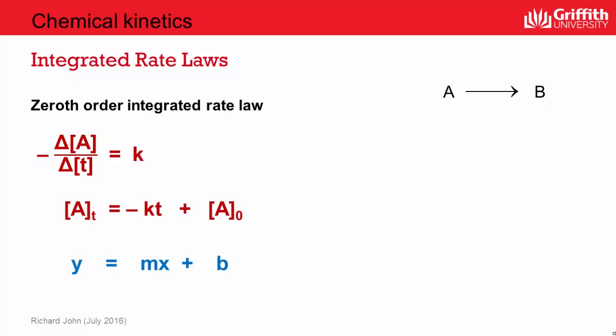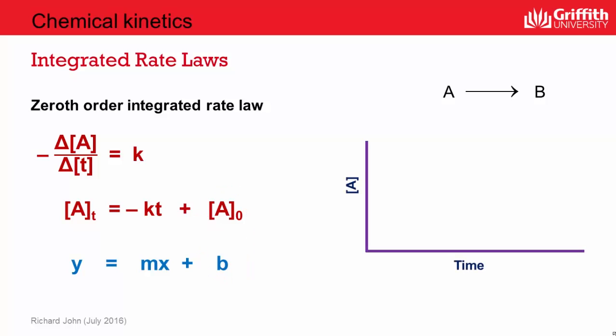Like in the previous cases, the zeroth order rate equation also has the form of a straight line equation where the At term is equivalent to the y variable, time is again equivalent to the x variable, the negative of the rate constant k is equivalent to the slope of the line, and the A0 term is equivalent to the y-intercept.